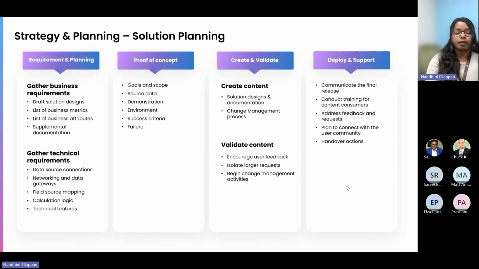So in the solution plan, the first phase would be requirement gathering and planning. And in this phase, we'll gather both the business and technical requirements. And once we have the requirements in place, we'll start off by implementing a proof of concept first to make sure the adoption is fully successful. And once we complete the POC, we start off to create and validate the full content. And then we close it by deploying and supporting the adoption fully so that it is usable in the upcoming days.